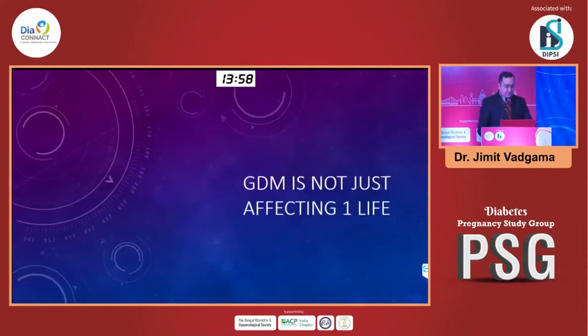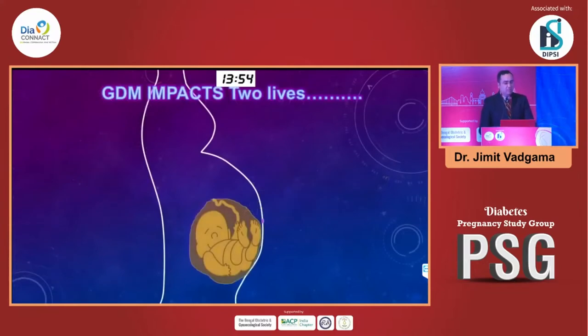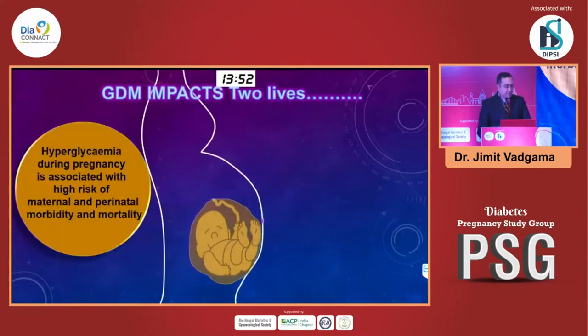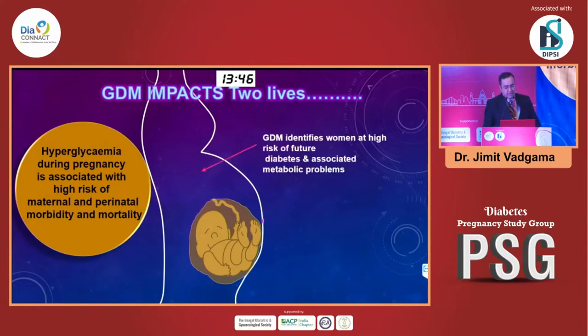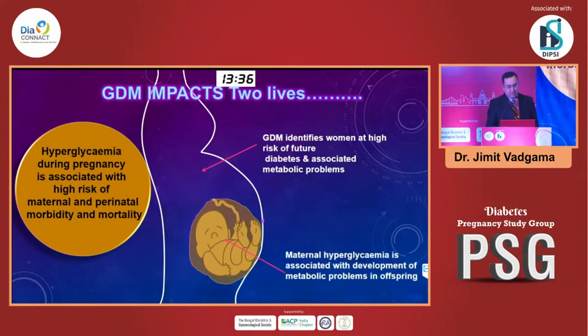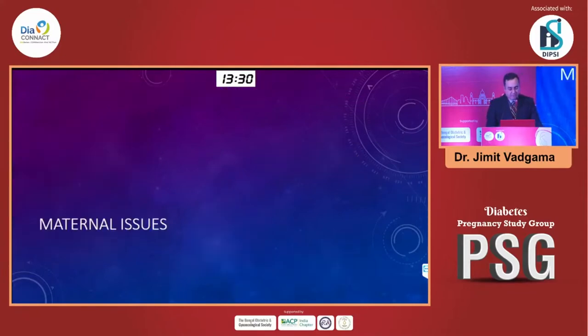So GDM is not just affecting one life, a very important thing, it affects both lives. We know hyperglycemia during pregnancy is associated with high risk of maternal and perinatal morbidity and mortality. Also, GDM identifies women who, as Dr. Shalini clearly told, are at a higher future risk of diabetes and associated metabolic complications. Along with that, maternal hyperglycemia is associated with the development of metabolic problems in offspring also.